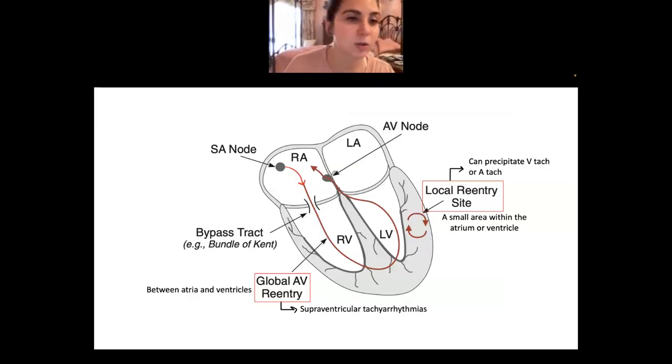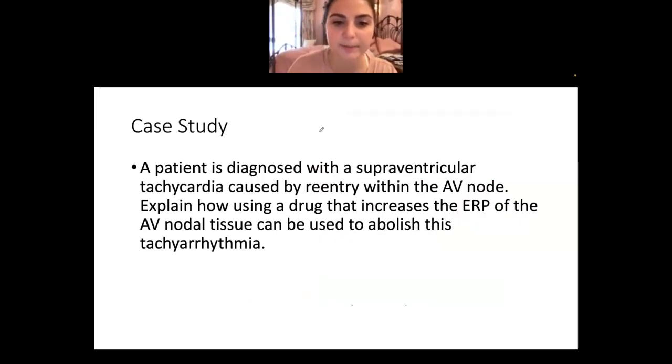It can also cause a supraventricular tachycardia. That can also be because of this global reentry. But Wolff-Parkinson-White is a type of global reentry. So this would come in, and then it would go over and over again. Or local reentry, atria, ventricle, wherever, and then you can get a precipitation of a tachyarrhythmia.